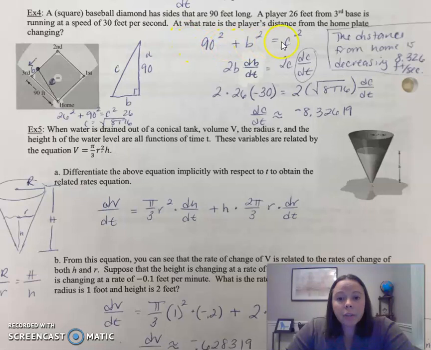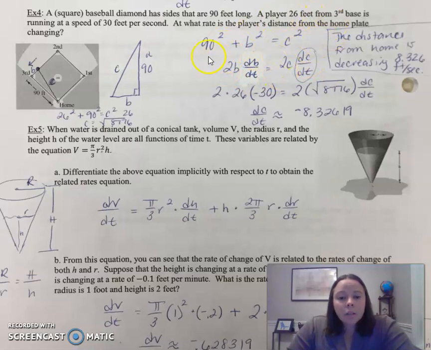So we're going to use the Pythagorean Theorem. This 90, that's not going to change. That's a number we can plug in because that's not changing. You can only do that if the variable is not changing. Now your B, that's this distance, that's of course changing. That's getting smaller, so that rate should be negative. And then the C is here, and that's your rate at which the distance from the home plate is changing.